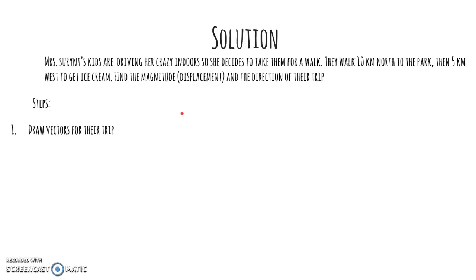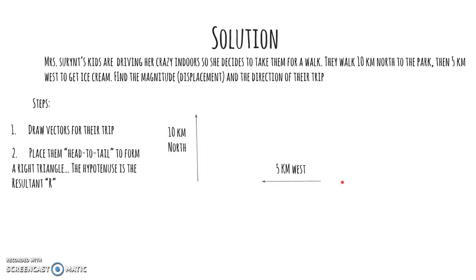The same as last time, we're going to draw the vectors for their trip. 10 kilometers north and 5 kilometers west, but note the magnitude of 5 is smaller than 10, so the length of the vector is smaller. Then we're going to use the same head-to-tail method to find the hypotenuse yet again, which you can imagine and then draw. It should be right here, which is also the resultant R.